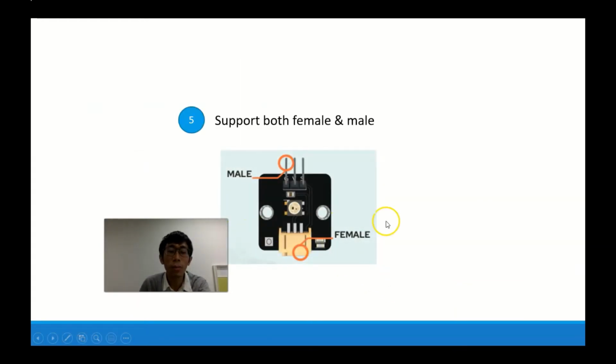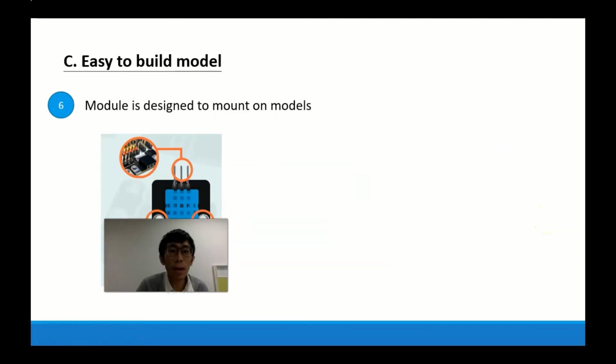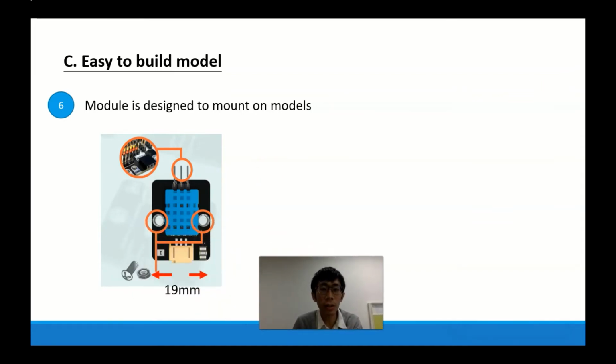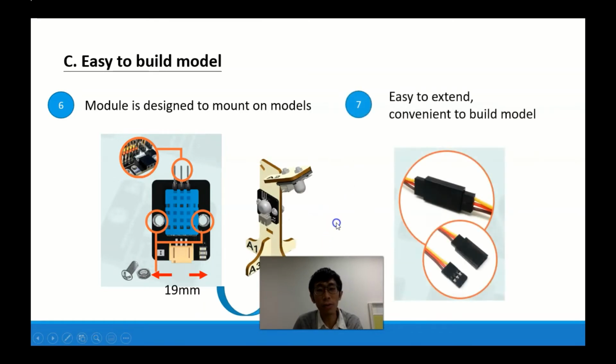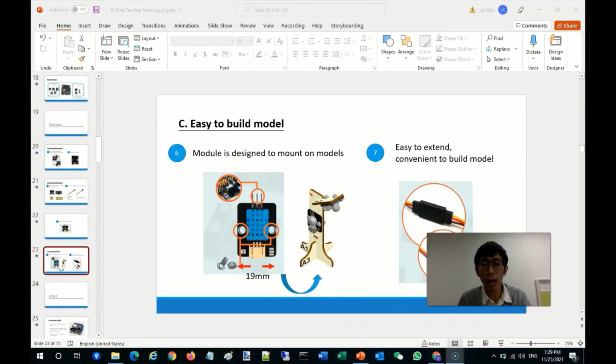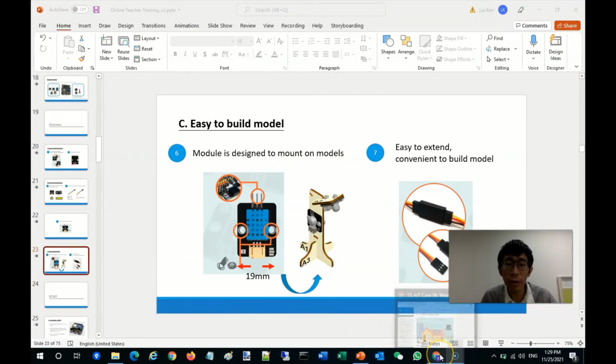And different modules have 2 sides, which are male and female, and it also focuses on building models, and it has holes to mount the model easily and extend the wire. Wow, very great. So I hope the above lets you understand more about the modules and the electronics. However, you may ask me a question.